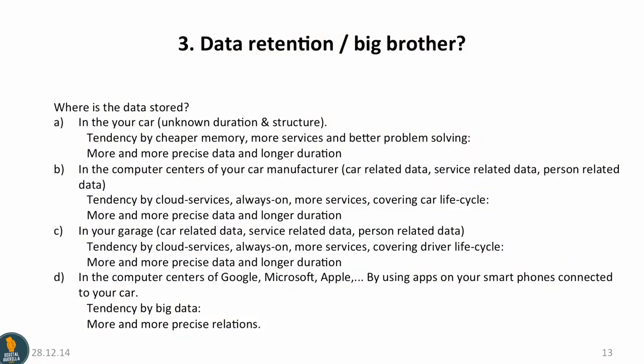Another interesting question is, where is the data stored? In the car, with unknown duration and structure? There is a tendency, because memory gets cheaper and cheaper and more services for better problem solving are coming to the market, that more and more precise data with a longer duration is stored within your car.